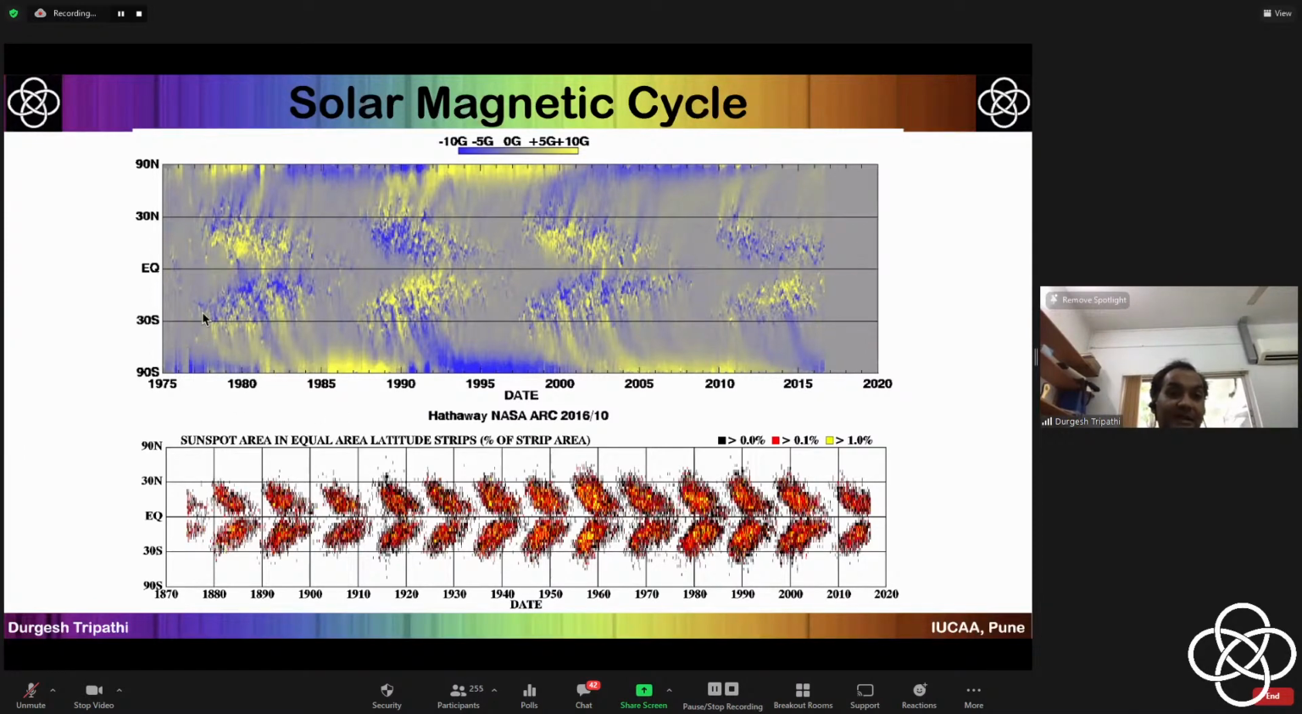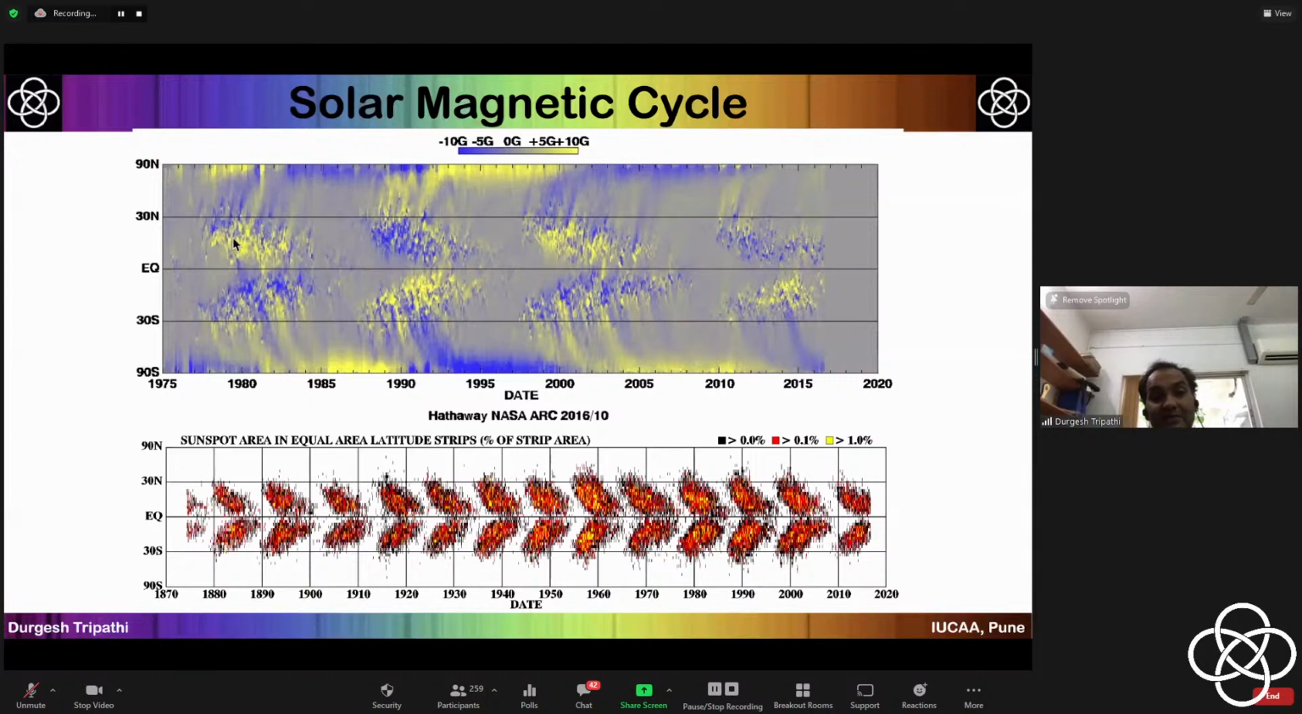What you see is that there are 2 colors here. The yellow is positive polarity and the blue is negative polarity. At this time, the south pole is negative and the north pole is positive. The appearance of the magnetic field is such that it is in the opposite direction in the north than in the south, right? So in the northern hemisphere, the blue appears as trailing, whereas the yellow is leading polarity, and it is completely opposite in the southern hemisphere.